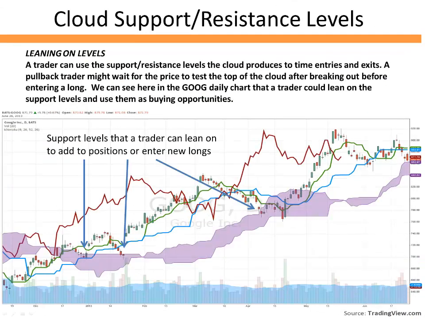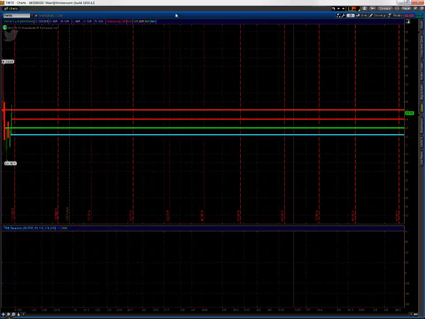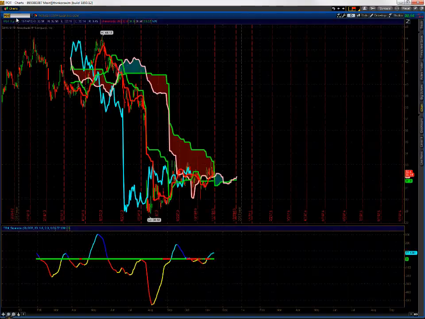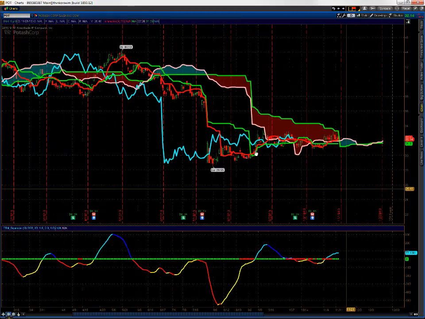Okay, you can also use this for resistance and support. Someone throw me another stock. Throw me a stock. First one, potash. Okay, so potash here, we saw potash.